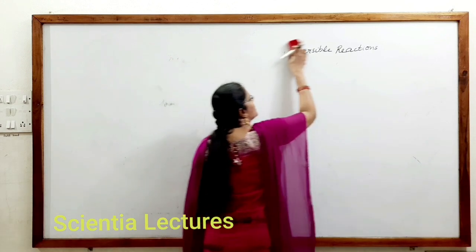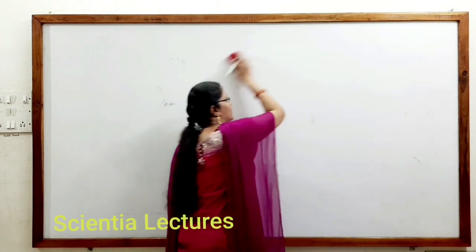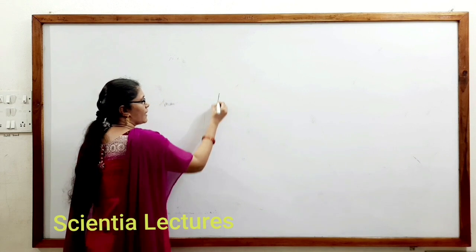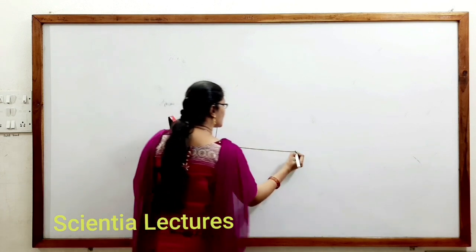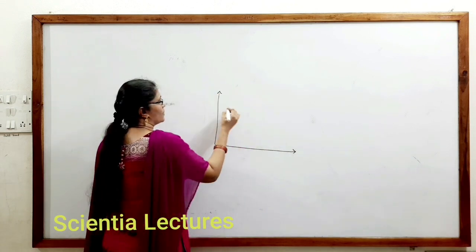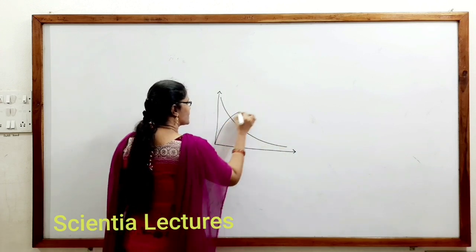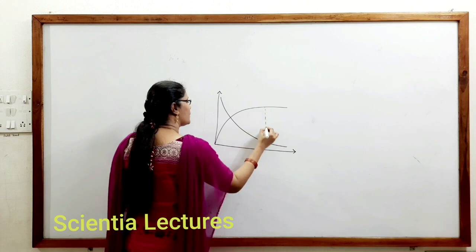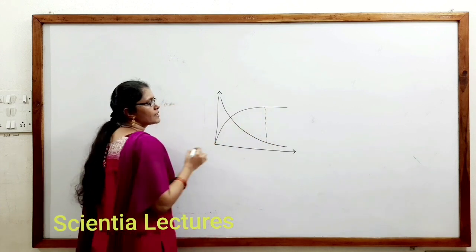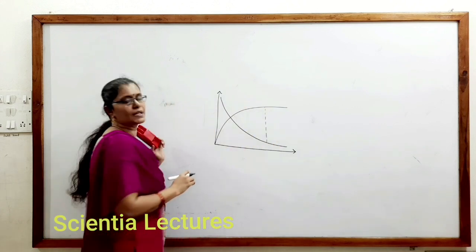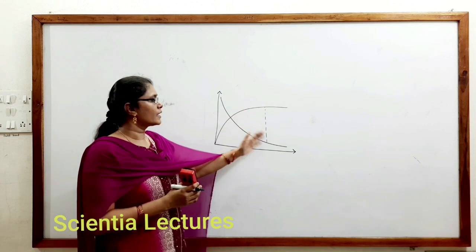Now this is kinetics of opposing reactions. If you take the graph as usual for a reversible reaction, you can observe that the concentration of A decreases with time and the concentration of B increases with time. Here this indicates the equilibrium status.